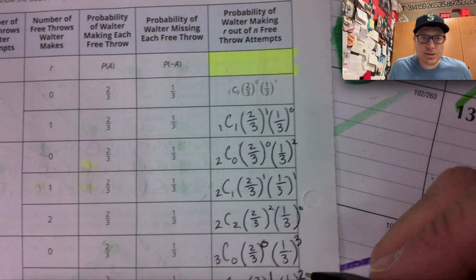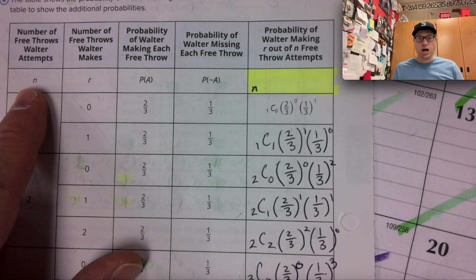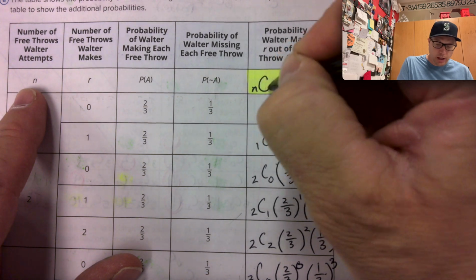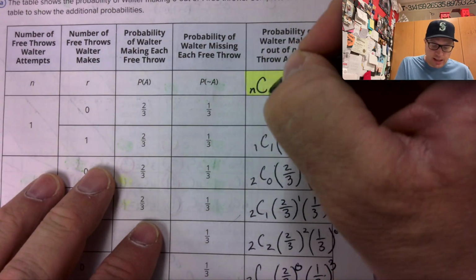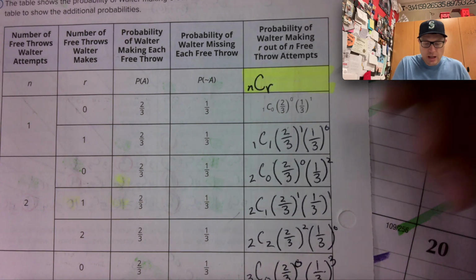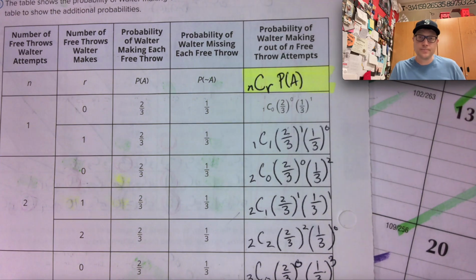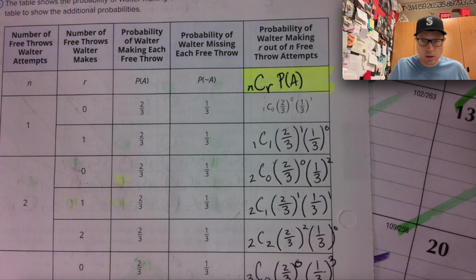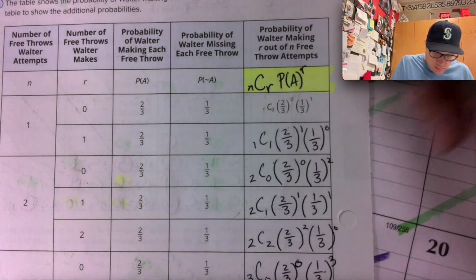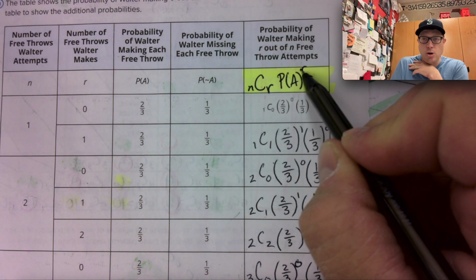The first part, combinations. If he's going to shoot n shots, and we want to know of those shots how many is he going to make? Then it will be the probability of making, to the r power. Okay? So this r is that exponent.